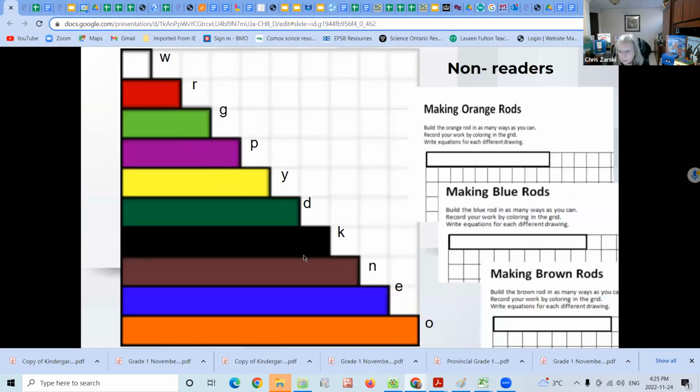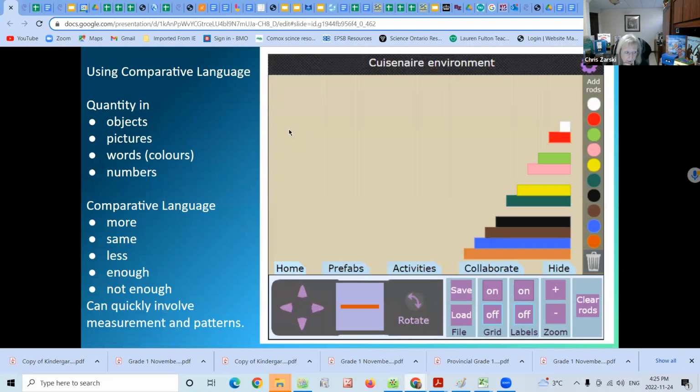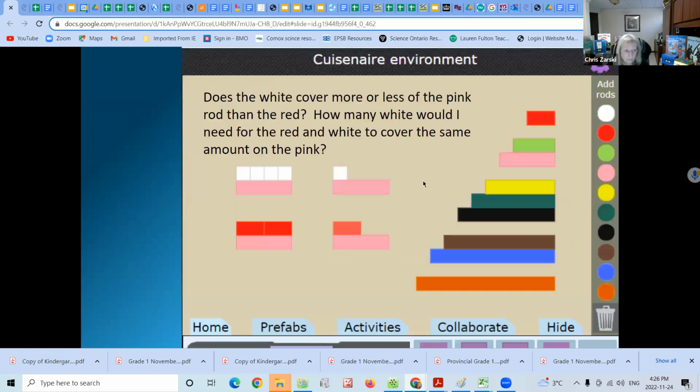So if they don't know, you might want to just start with basics. Build an orange rod, build a blue rod, build a brown rod. Just build the rod and get them to understand composition and decomposition, that notion of what we have to do to create a number for addition and subtraction. You have words like objects. These are the things that we're using in order to fill our quantity and to show it. But more than, same as, less than, not enough. Those are some terminology that's going to center around that conversation about addition and subtraction.